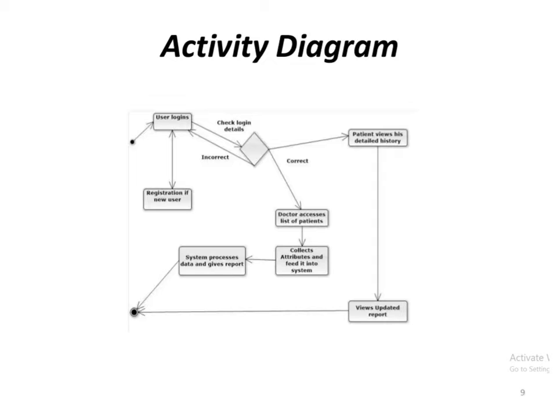The doctor accesses the list of patients, collects the attributes and feeds them into the system. The system processes the data and gives the report. Once the patient enters correct details, the patient views the detailed history, and the views will update the report. That report is viewed by the patient.